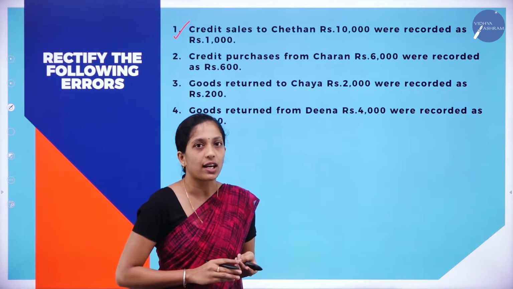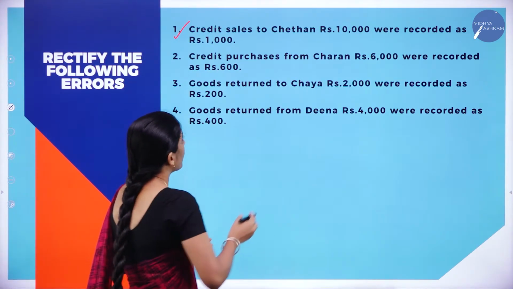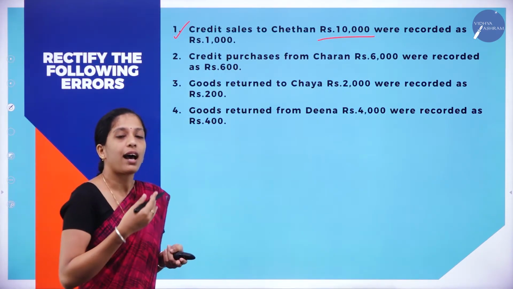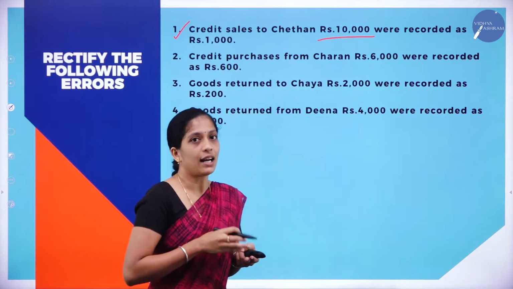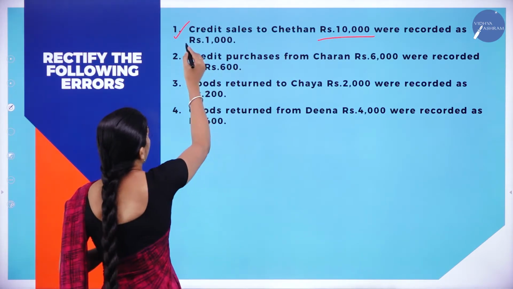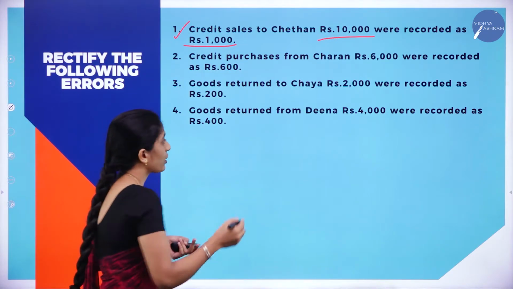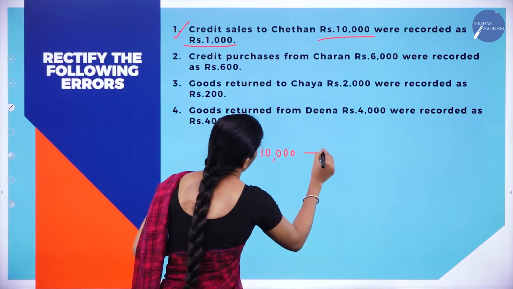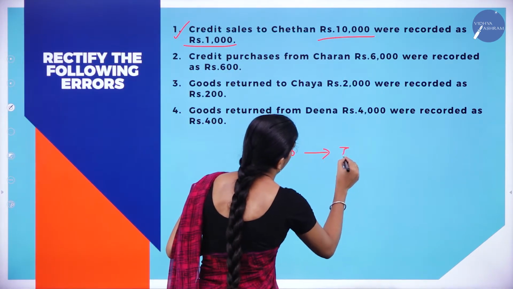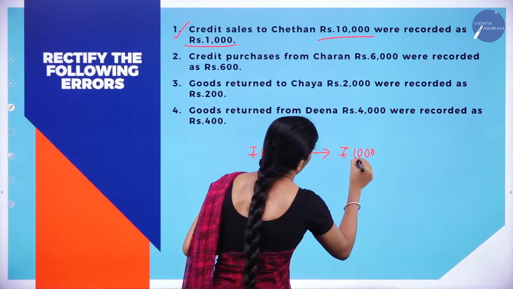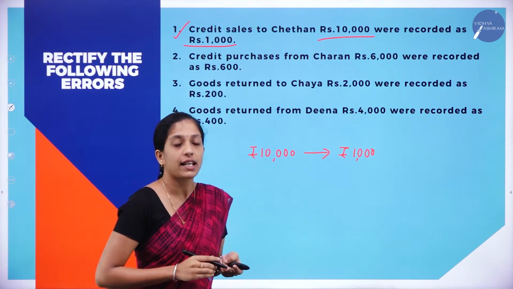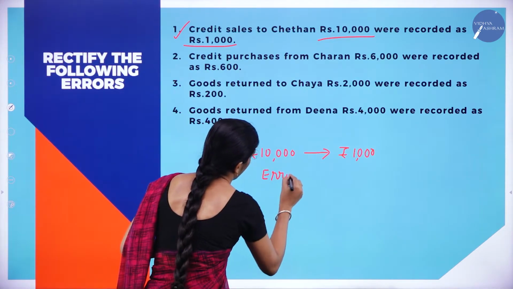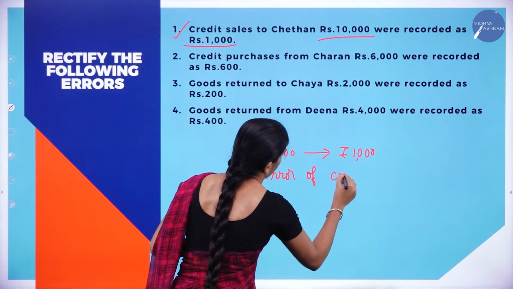Now what type of error is it? So actual amount is rupees 10,000, but what they have done, they have wrongly entered in the book. How much they have recorded? They have recorded only 1,000. So they should have recorded rupees 10,000, but instead of rupees 10,000, they have recorded 1,000 rupees. So what type of error is it? So it is error of commission. Error of commission.